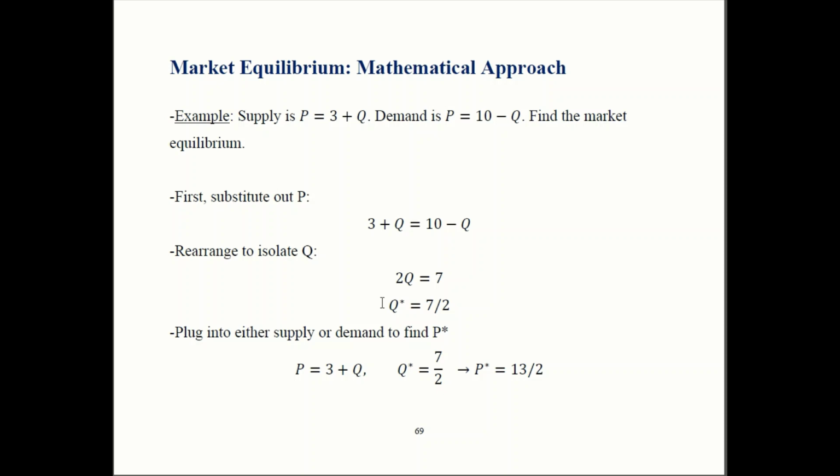Fractions or decimals are equally acceptable, by the way. Sometimes people ask me about that. As long as it's the right number, whether it's in fraction form or decimal form, I'm happy. In your test, though, it's all going to be multiple choice, so you don't have to worry about that. Alright, so we found the equilibrium quantity, Q star.